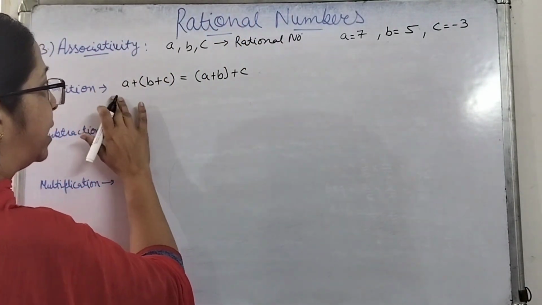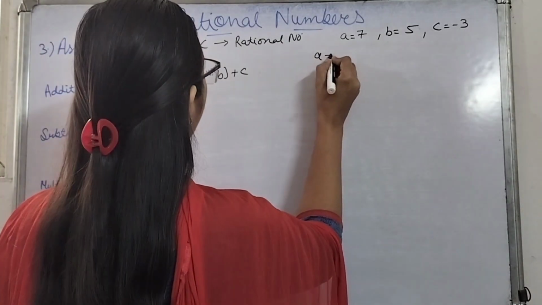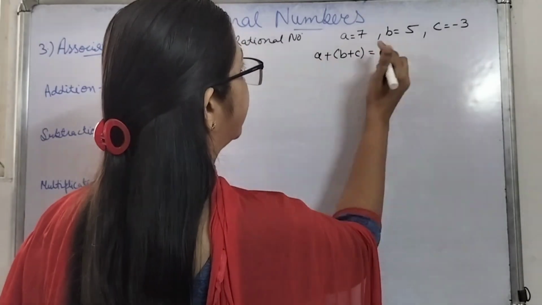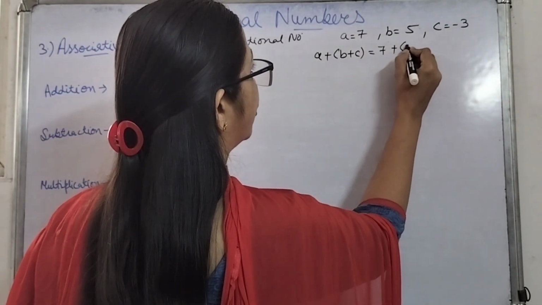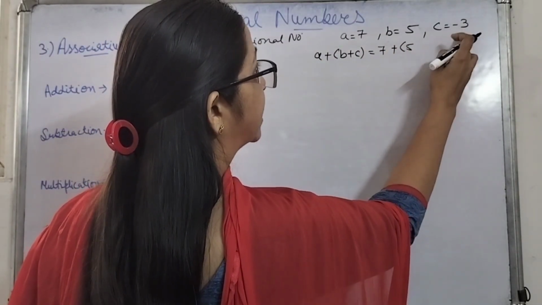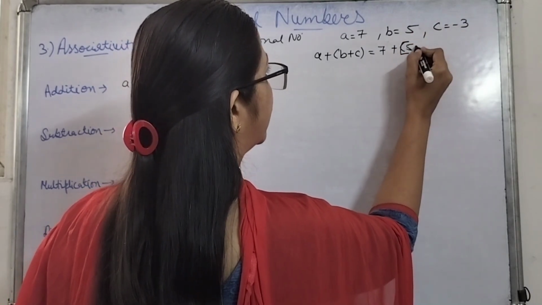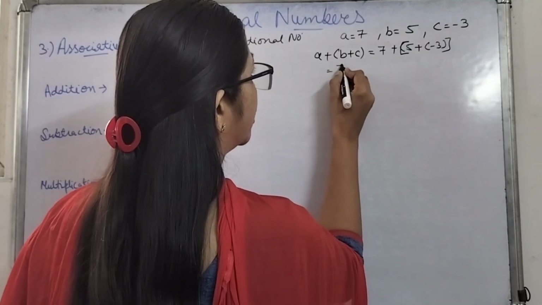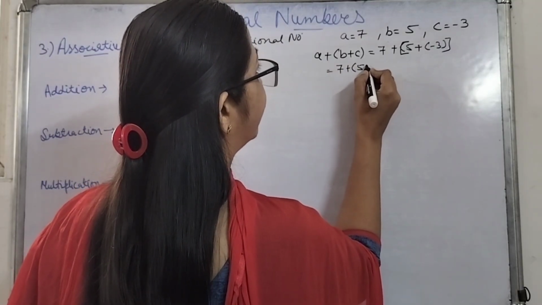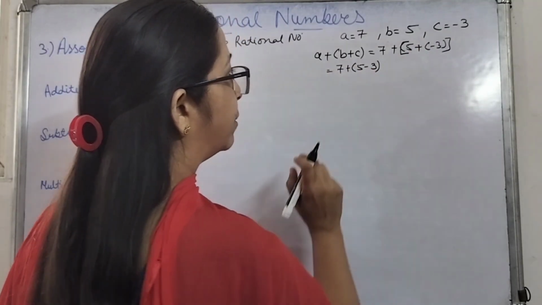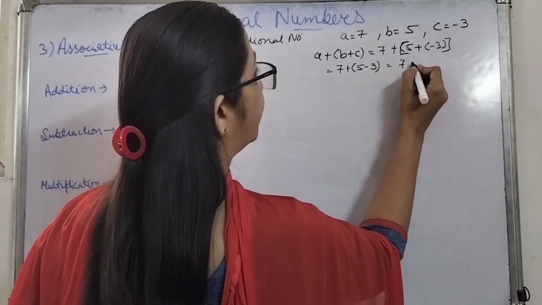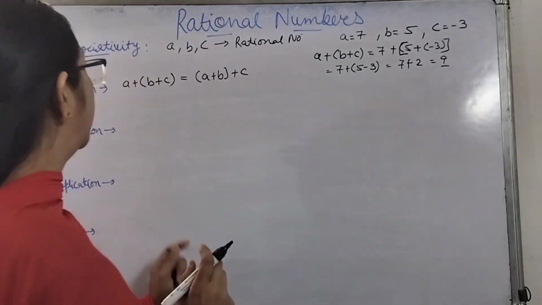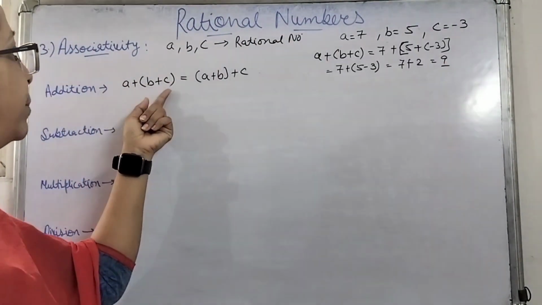Now first of all we are taking the LHS part, that is a plus (b plus c). So the value of a plus (b plus c) will be a is 7 plus b is 5 plus, first of all I am writing the plus sign over here, then c is minus 3. So it will be 7 plus 5 minus 3. Plus minus will become minus. So it will be 7 plus 2, that is 9. The value of this LHS part, a plus (b plus c), is 9.